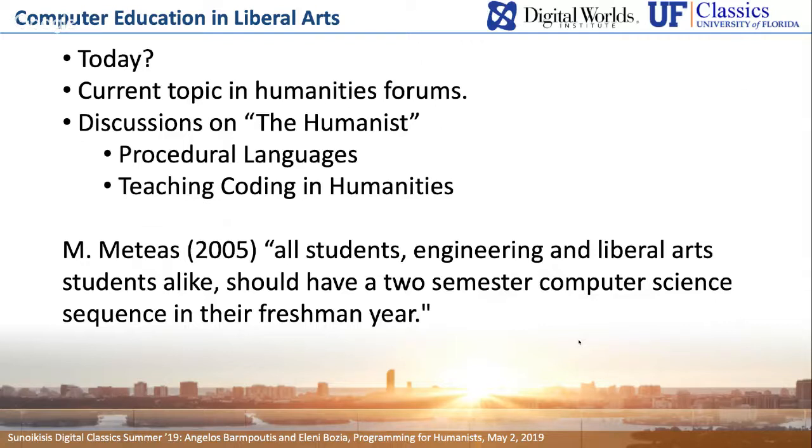If you go online to different popular forums, like the Humanists, which is an online open forum, you will see that there are discussions about procedural languages, teaching coding in the humanities, and introducing coding to liberal arts curricula. One of the references that I will bring from 2005 mentions that all students, engineering and liberal arts students alike, should have at least a 2-semester computer science sequence in their freshman year, right in the beginning of their career, in order to understand their capabilities and subsequently apply those to their respective disciplines.